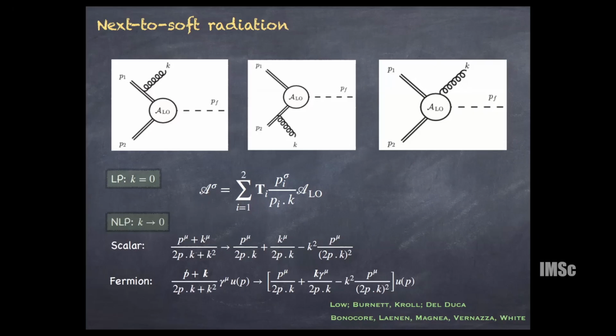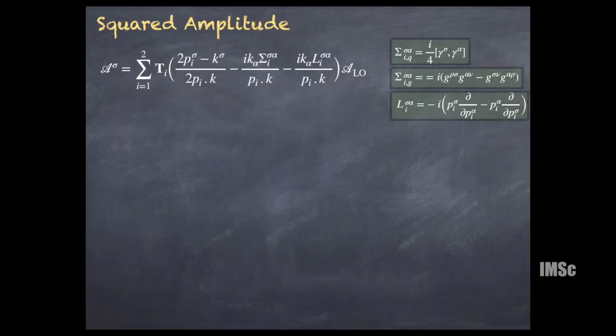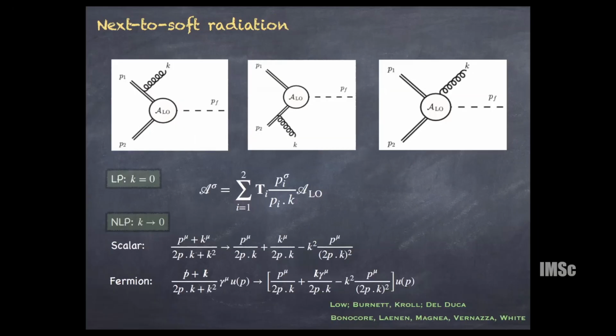Here, in leading power, this emission was blind to the nature of the emitting particle, be it a gluon or quark, it does not matter. The Eikonal factor will remain the same. But here you can see the spin information is coming into the picture, so it is not yet spin blind. This is basically called the Low's theorem, which was later generalized to massless QCD by Burnett, Kroll, and Del Duca.